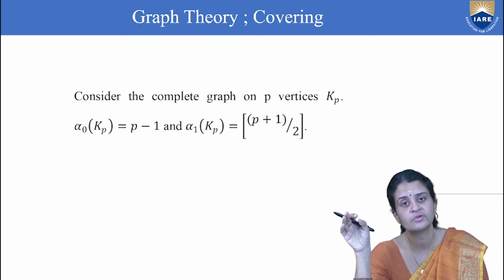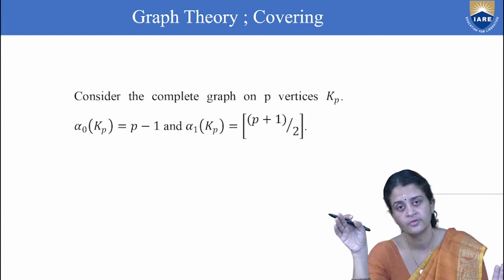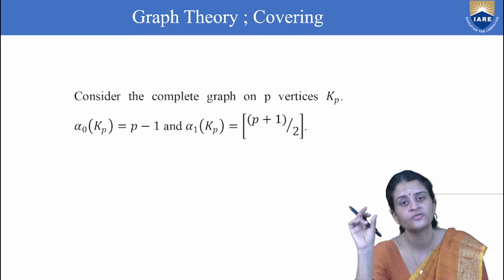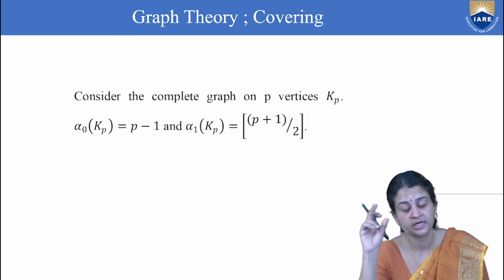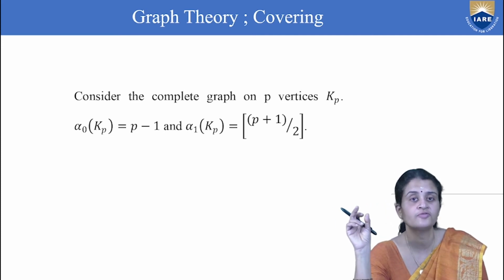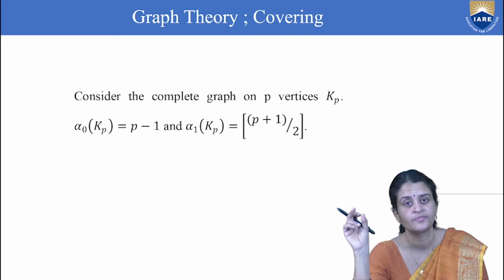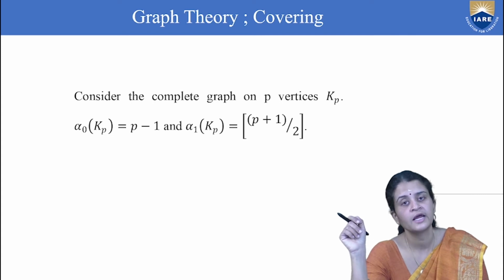Complete graph. What is a complete graph? The graph is said to be complete if there exists an edge between every pair of distinct vertices. So for the complete graph, the vertex covering number is P minus 1, and the edge covering number is the integer modulo (P plus 1) by 2.